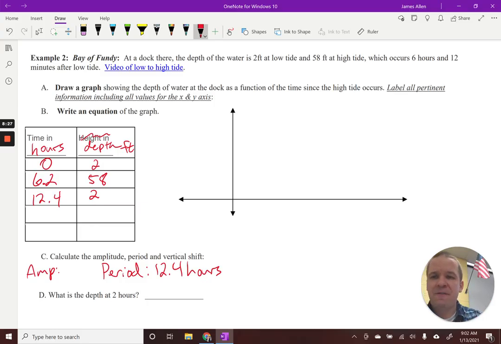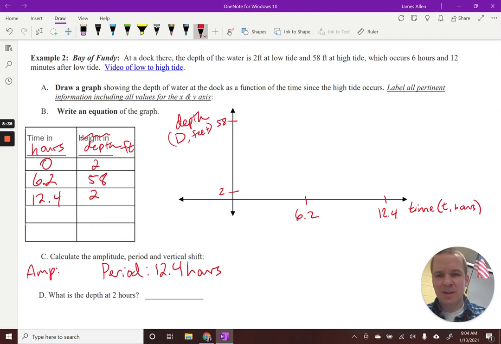So let's start graphing this thing. I'm going to scale some things out here while I pause the video, and then we'll graph it together. So at this point in my scaling, it looks like I'm really going to need that midline. So let's calculate that, shall we? I would take, and I'll do that over here, 58 plus 2 and divide that by 2. That's going to give me 60 divided by 2 is 30. So that will be my midline there, right?